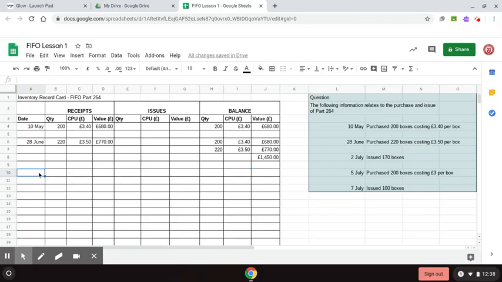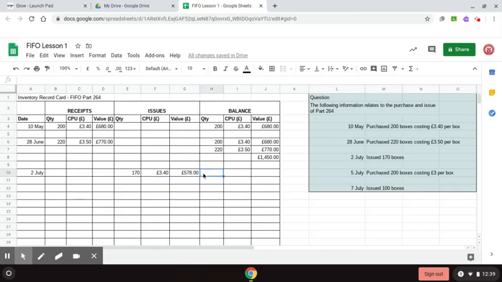Now the next transaction 3 is our first issue, so 2nd of July we're going to issue inventory. So we're going to issue 170 boxes. Now because we've got two different values of inventory, we've got one lot at £3.40 and one lot at £3.50. But because we're doing first in, first out, we're going to issue them at £3.40. So we're going to issue 170 at £3.40. Okay. Now that's going to affect our balance.